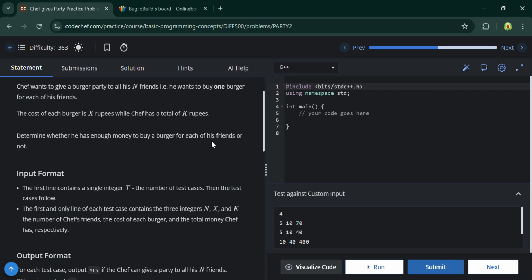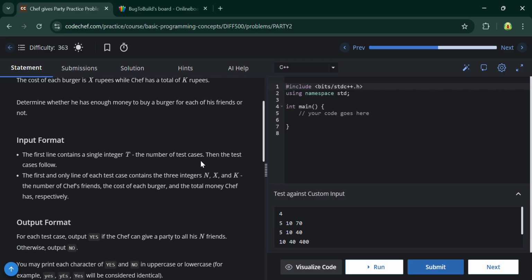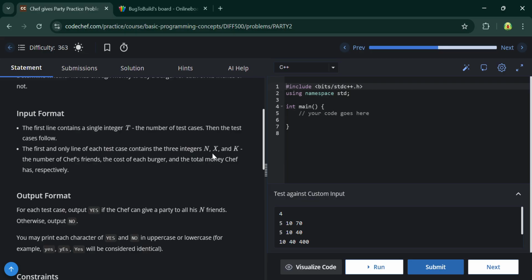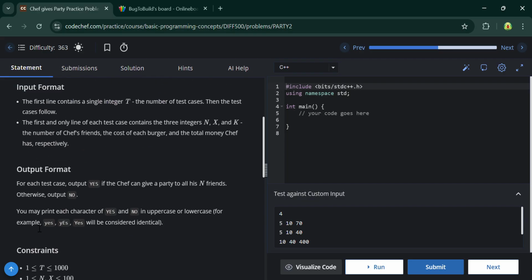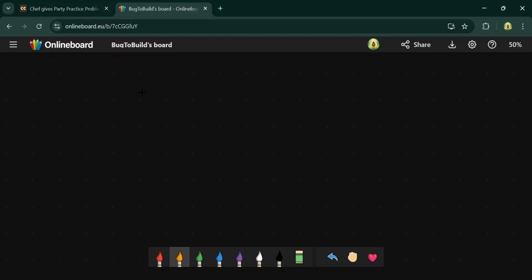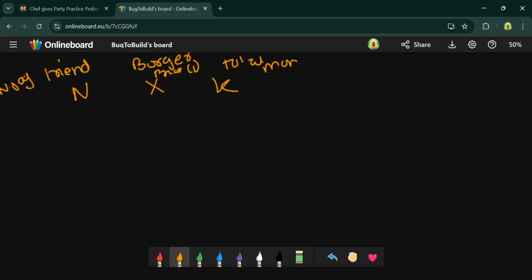So let's take an example. In the first line of input there are given N, X, K. N is the number of friends, X is the price of each burger, and K is the total money Chef has. You just have to determine whether he can buy them.